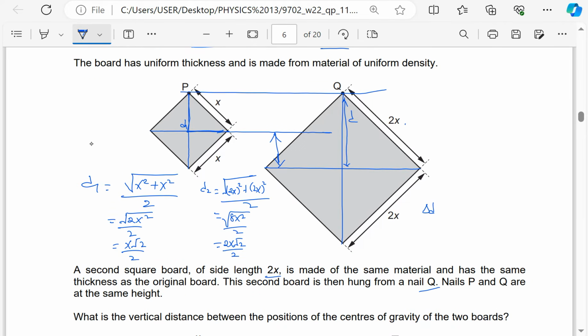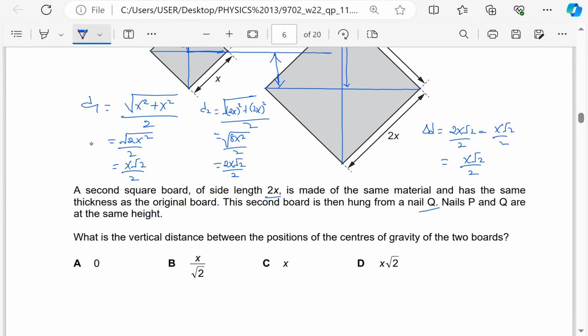So the change in D is going to be 2x root of 2 over 2 minus x root of 2 over 2. So this is giving me only x root of 2 over 2. I don't see this answer here, but if I multiply by root 2 over root 2, this becomes x root 2 times root of 2, it becomes 2x, I think. Then 2 divided by 2 root of 2, where this 2 cancels with that one, so I remain with x over root 2. So the answer is going to be automatically B. That's algebra, not physics.